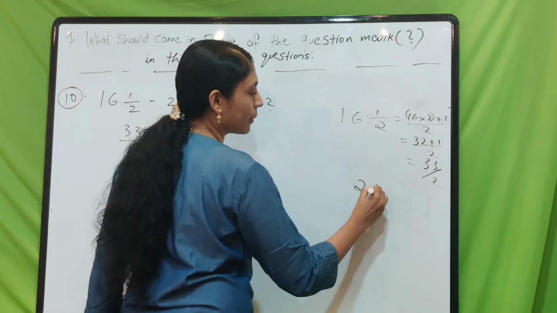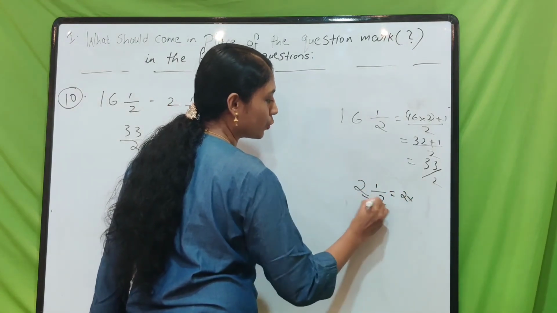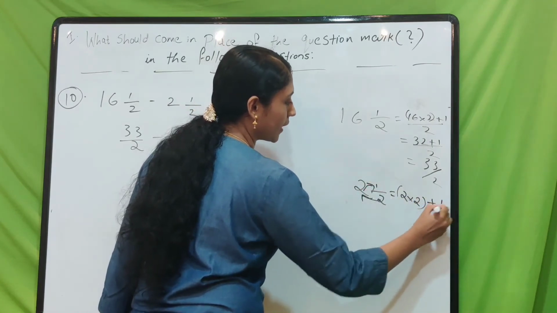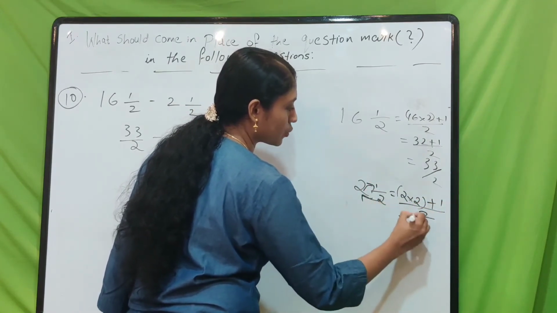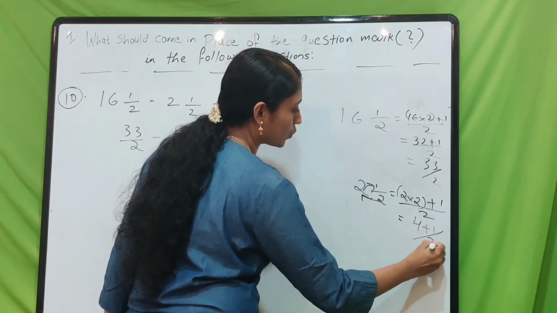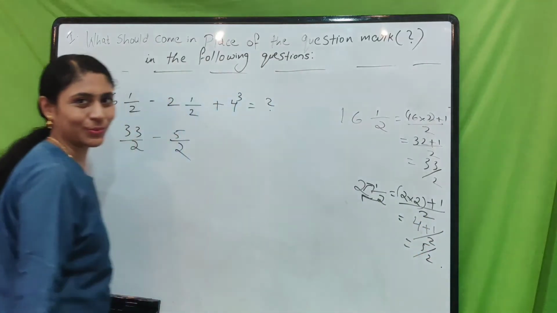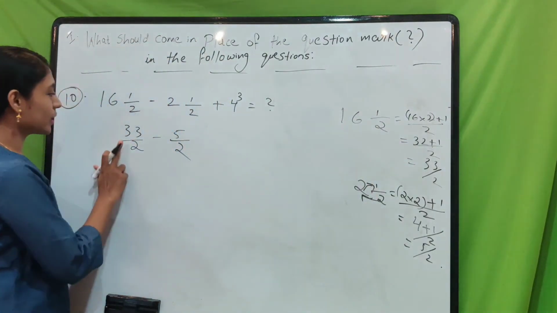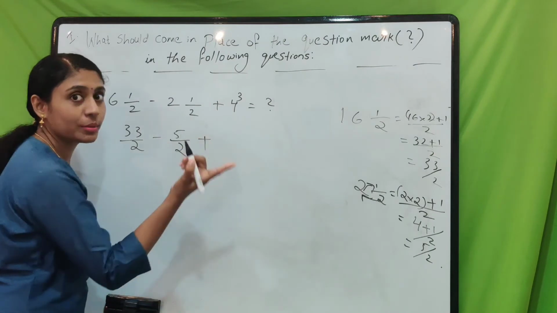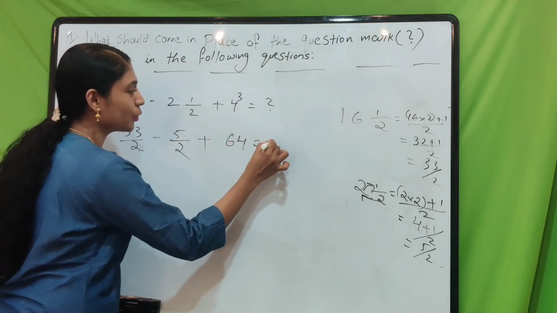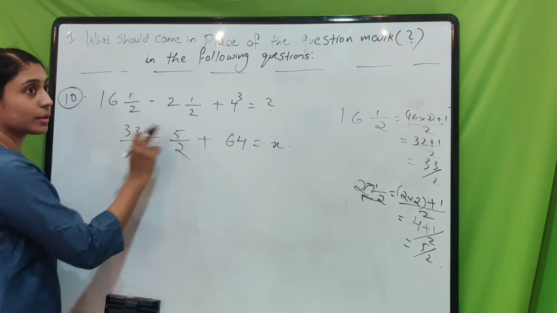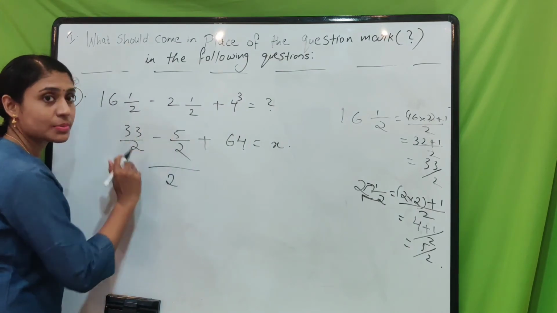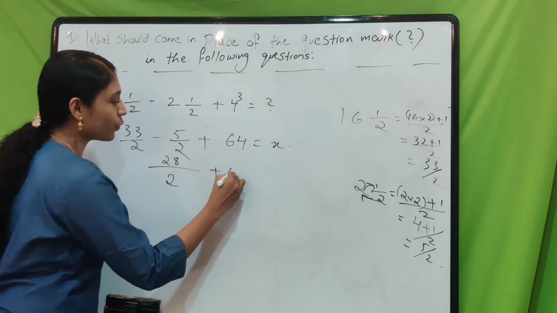Okay? So 2 1 by 2 can be written as 5 by 2. How? 2 1 by 2 is equal to 2 into 2 plus 1, right? By 2, this denominator. So 2 into 2 is 4 plus 1 by 2, which is equal to 5 by 2. This is for the persons who don't know how to solve this, okay? So 33 by 2 minus 5 by 2 plus 4 cube, which is 64, is equal to x. So 33 minus 5, the denominator is common, so the LCM is 2. 33 minus 5 is 28, divided by 2, plus 64 is equal to x.